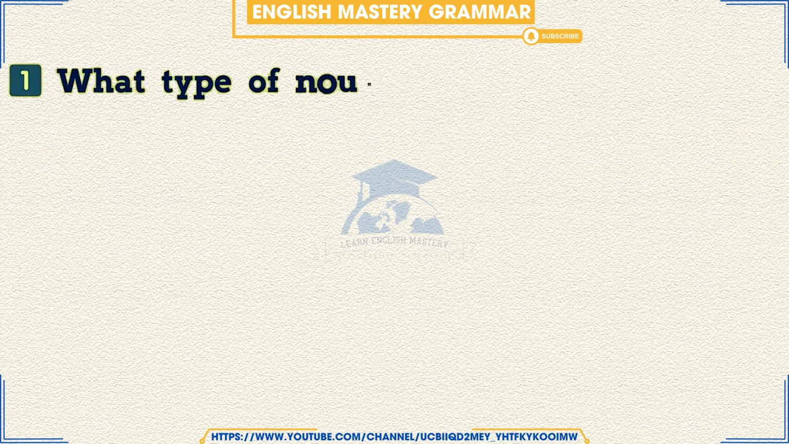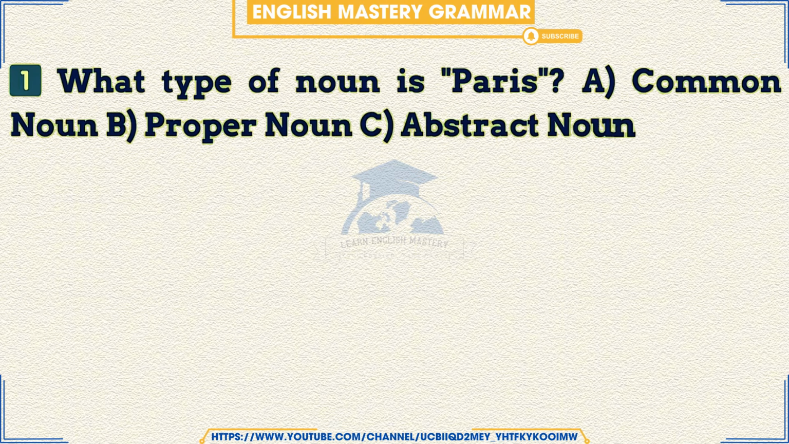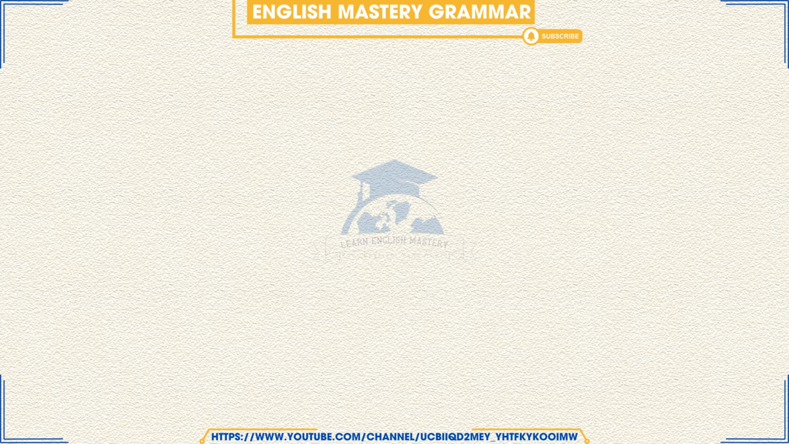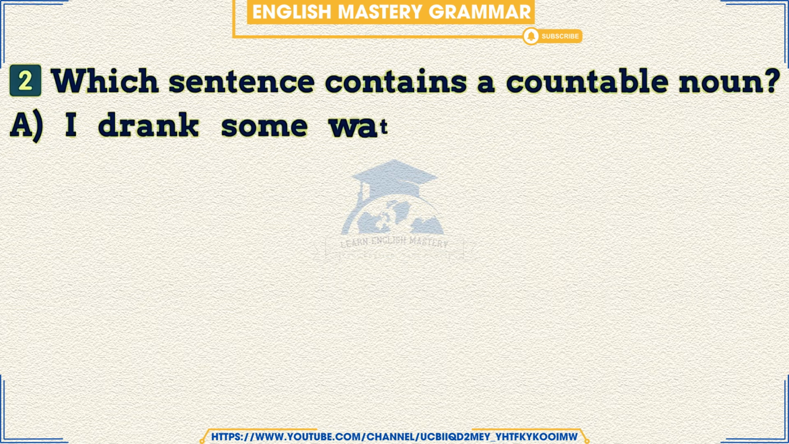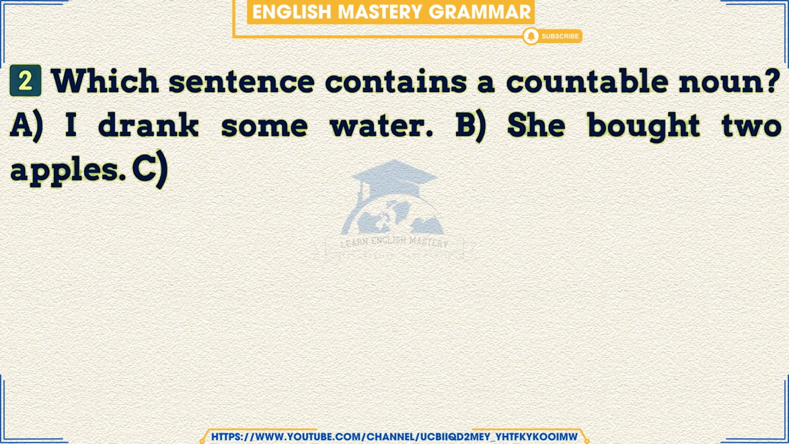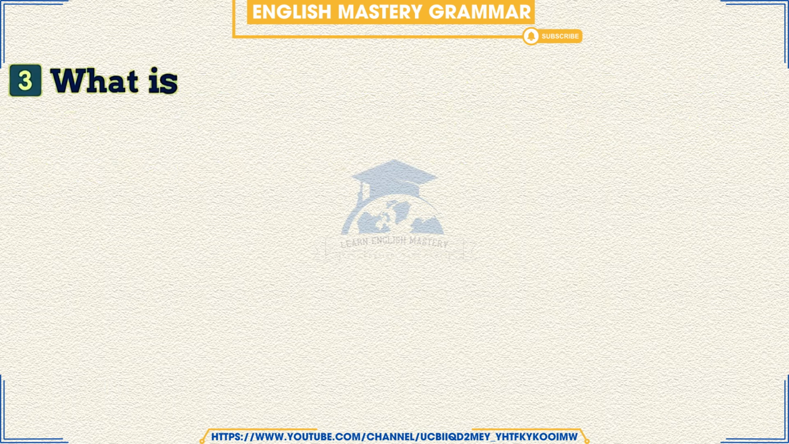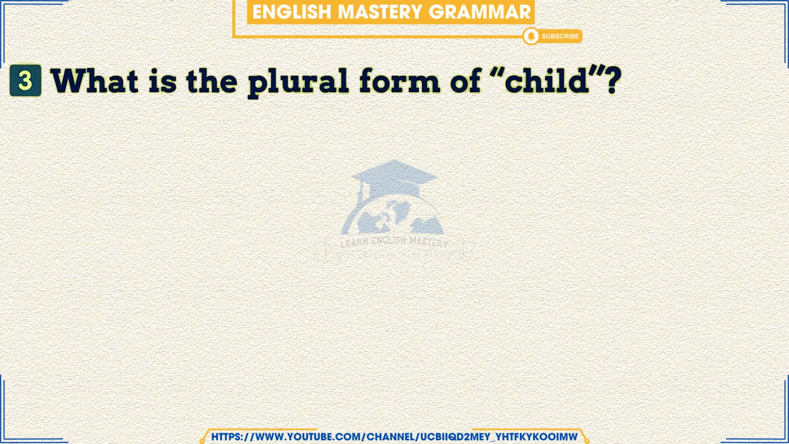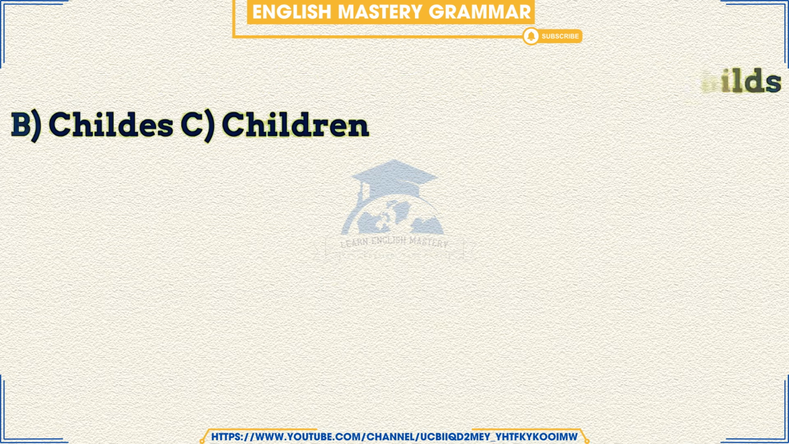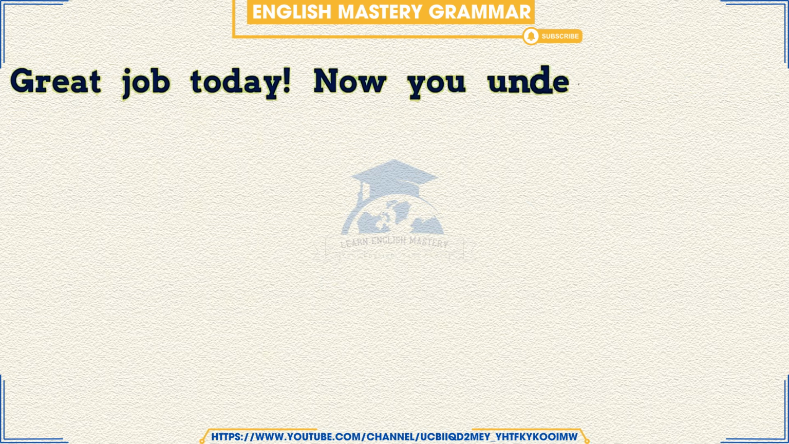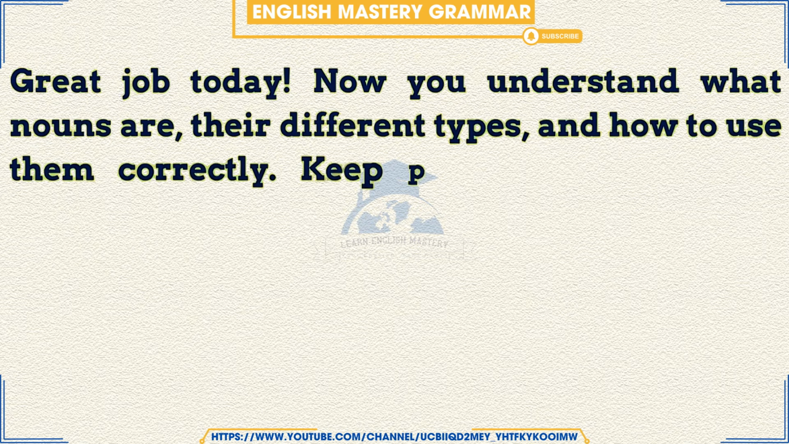1. What type of noun is Paris? A. Common noun. B. Proper noun. C. Abstract noun. 2. Which sentence contains a countable noun? A. I drank some water. B. She bought 2 apples. C. He feels happiness. 3. What is the plural form of child? A. Childs. B. Childs. C. Children. Great job today! Now you understand what nouns are, their different types, and how to use them correctly.